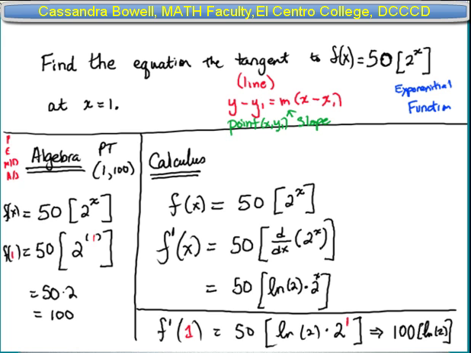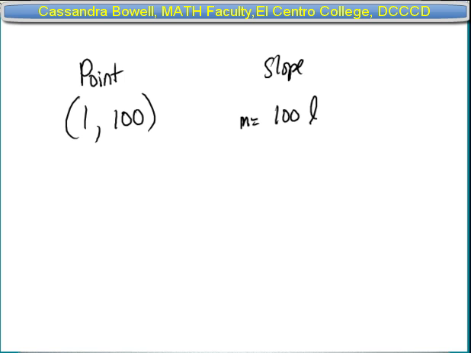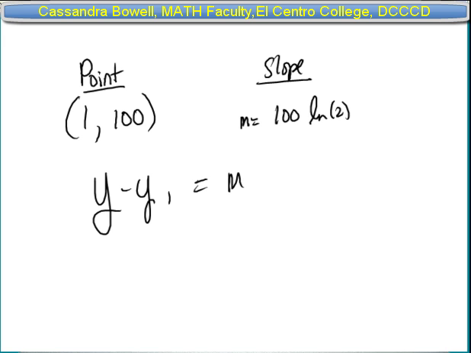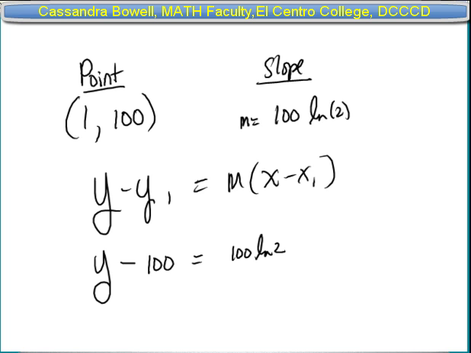All right? So now do you know how to finish the equation? Because now we have the point. Remember what our point is. The point was 1, 100, and the slope was 100 times the natural log of 2, which is a number. There's no x's or y's left in this, not an equation anymore. It is a number. So point slope, leave y as our variable. y minus 100 equals 100 natural log of 2, which is a number for m, times x minus 1.